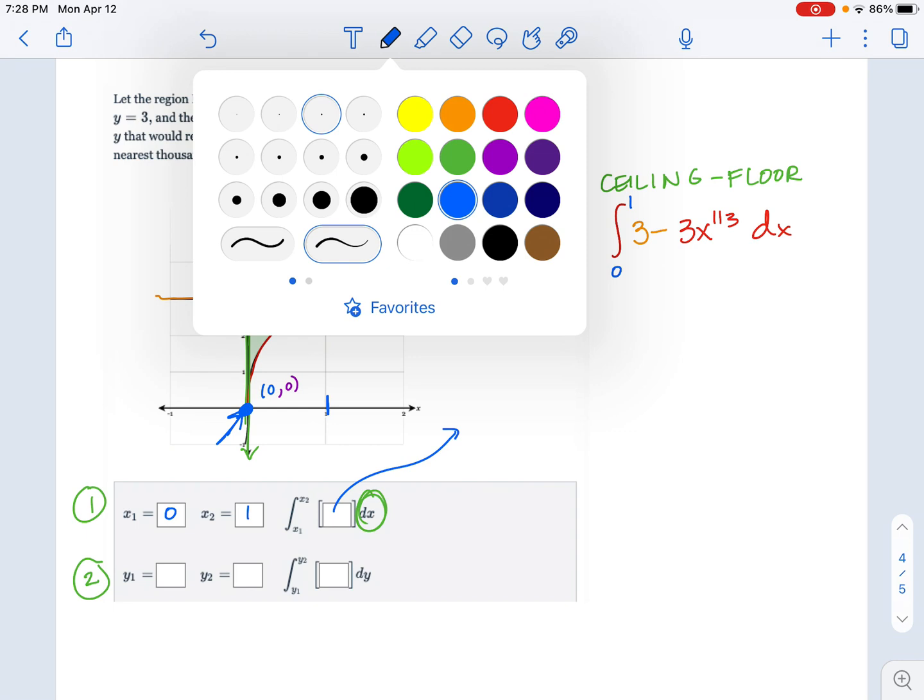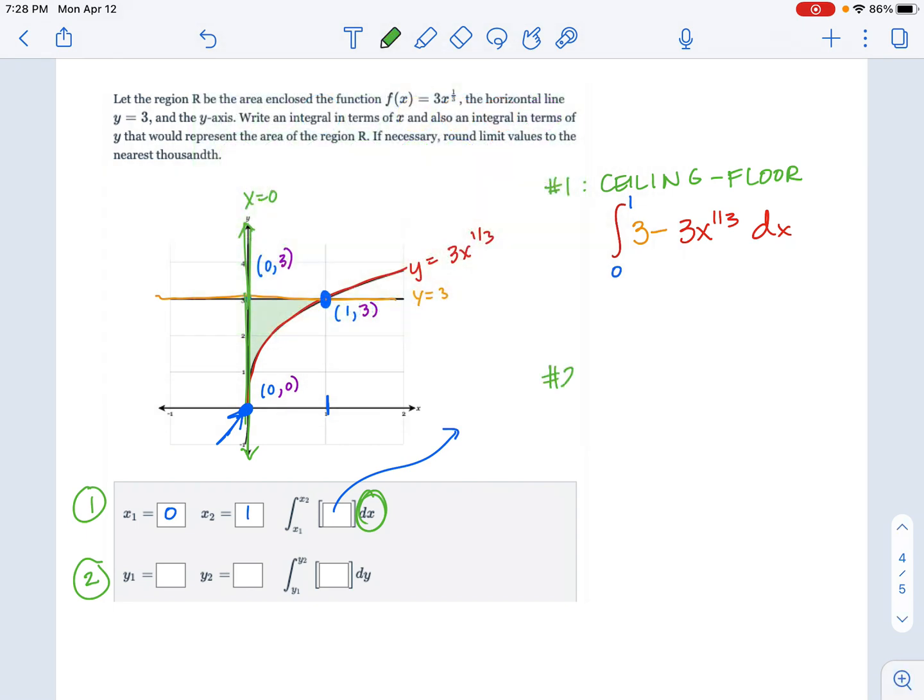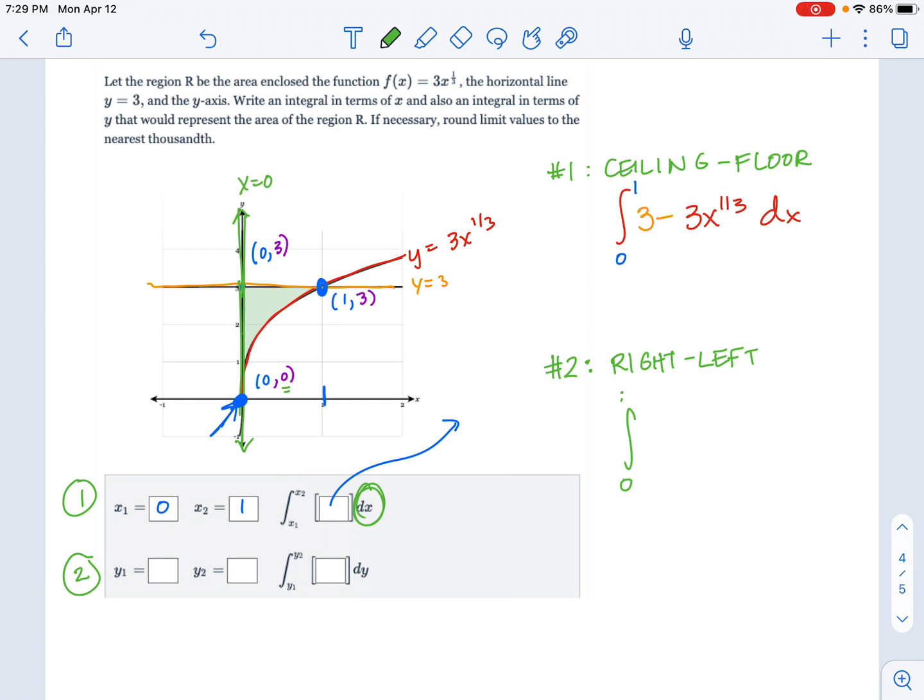Now, if I do this in terms of y, I am going to do right minus left, or window minus wall. Okay. So now my limits are going to switch. I still have 0 because it's at the origin for my lower limit. But now I have a y value of 3 for my upper limit. Again, I'm choosing the purple y values here. And then now I'm doing the right function, which is the red guy.